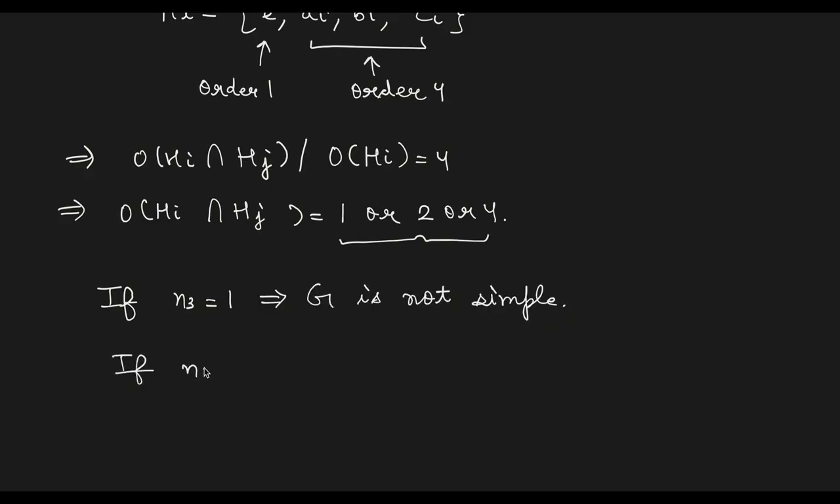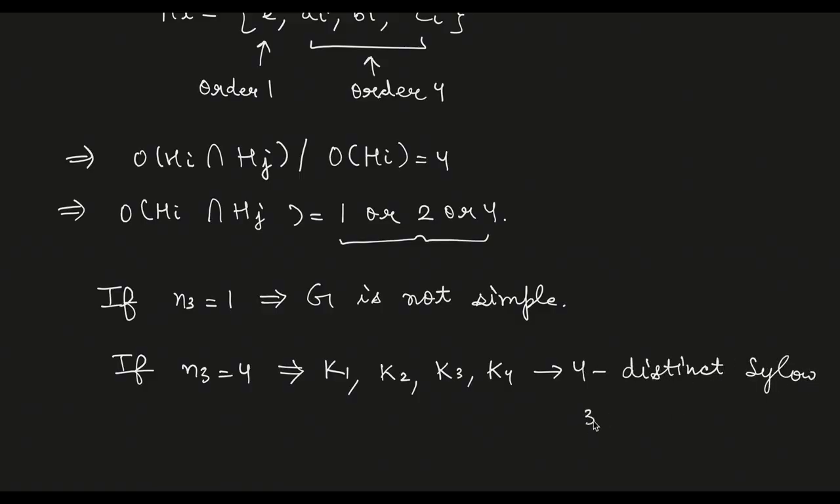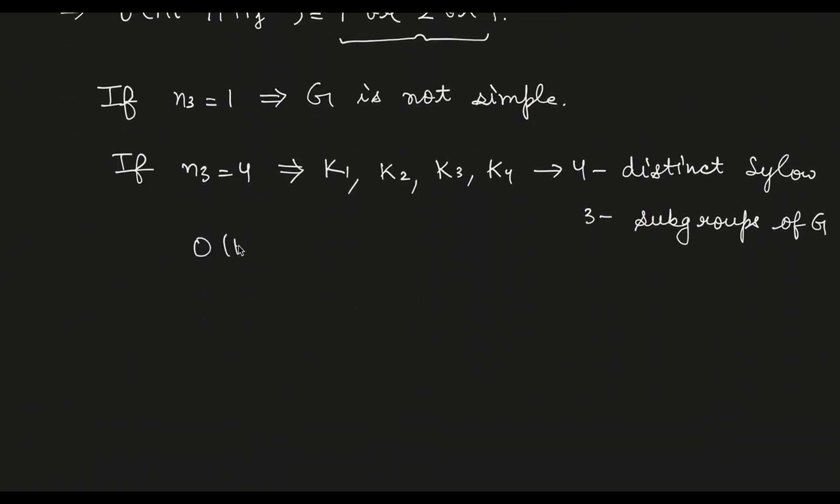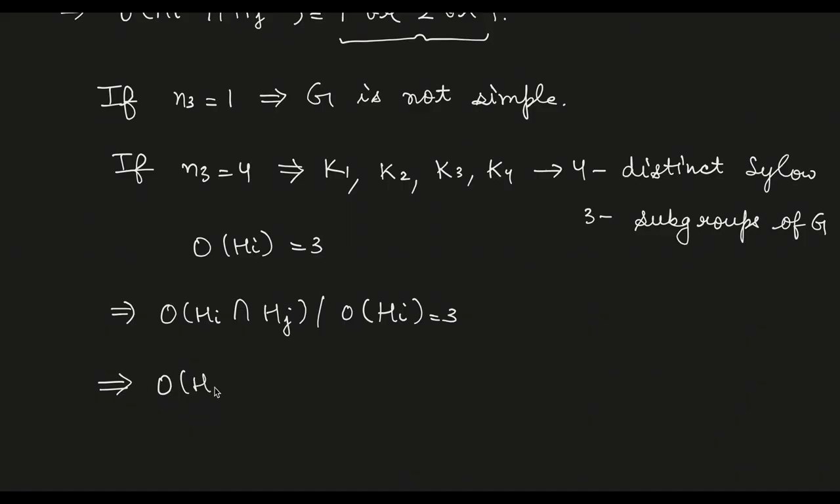If n3 is equal to 4, this implies k1, k2, k3, k4 are 4 distinct Sylow 3-subgroups of G. So order of Hi is 3. Order of Hi intersection Hj divides order of Hi, which is 3. So again order of Hi intersection Hj is 1 or 3. Again 3 is not possible.